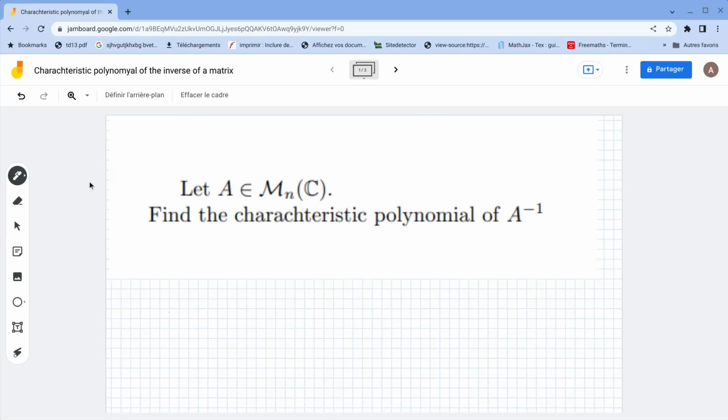Hello, I suggest you this nice exercise. Let A be a square matrix with complex entries, and we want to find the characteristic polynomial of A inverse.